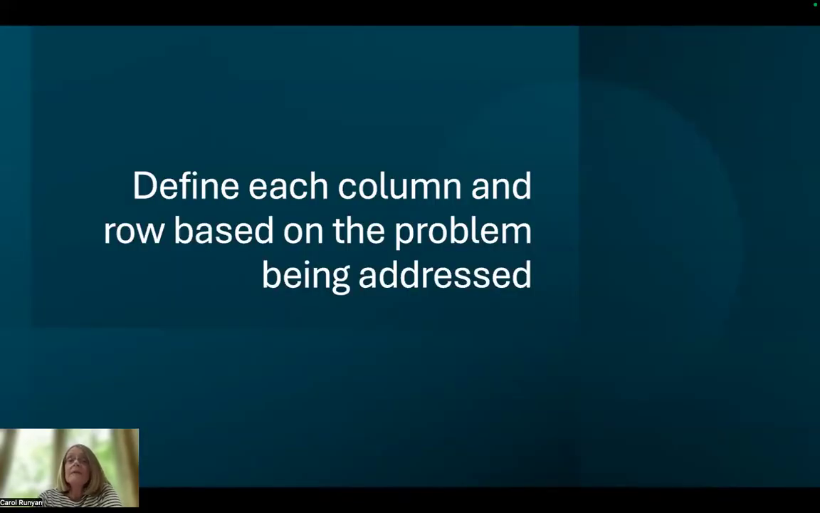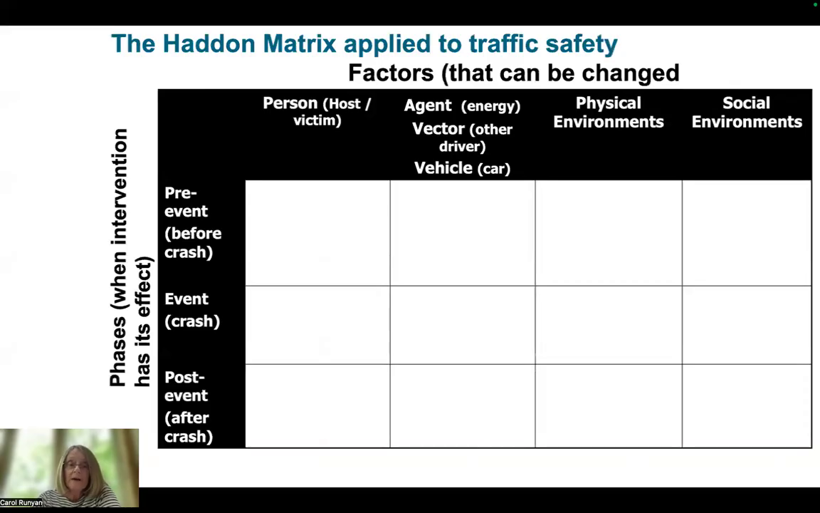But as you use the model, the first thing you do is define each column and row based on the problem that you're addressing, so that it's clear what exactly you're talking about. So here, with the factors that can be changed, I'm defining the host as the person in a car crash, the car as the vehicle, and then the physical and social environment. That's a little easier. And in this case, I'm defining the event as the crash itself, the moment at which the vehicle crashes into another object, or I suppose it could be a pedestrian or a bicyclist. That's what I'm defining as the crash.